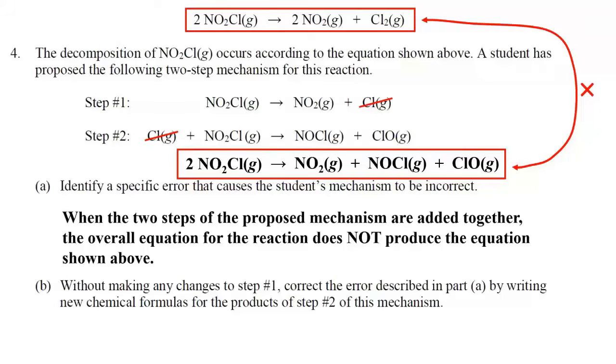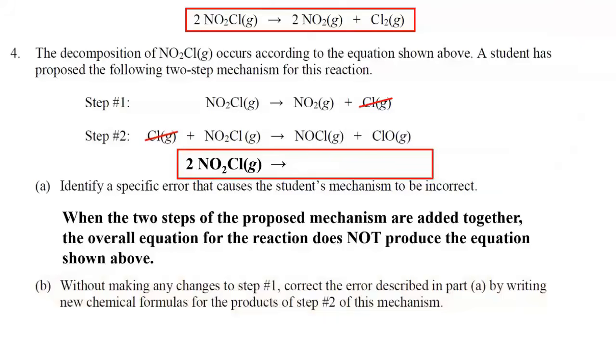So in part B, without making any changes to step 1, correct the error described in part A by writing new chemical formulas for the products of step 2 of this mechanism. So the first thing I'm going to do is erase the products which are incorrect, and I'm going to put in that red box in the middle of the slide the correct products that I'm looking for, which are 2 molecules of NO2 and 1 molecule of Cl2. So that is what I'm looking for when I add these two steps of the mechanism together.